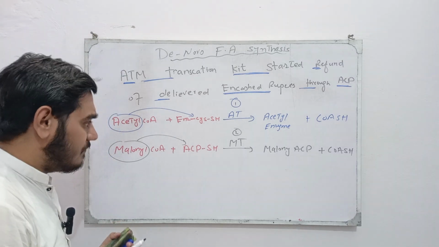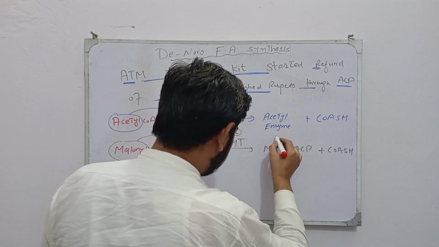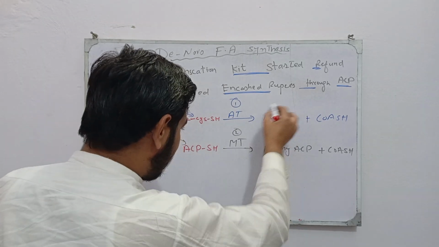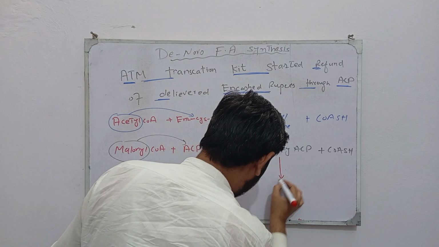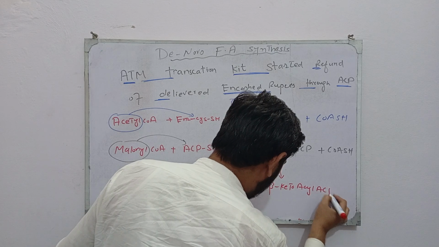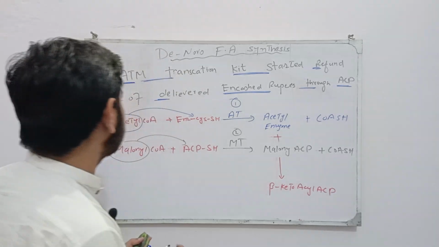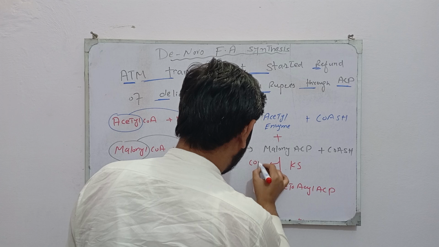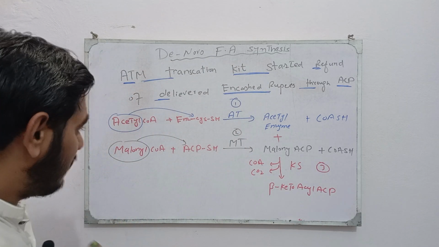In the third step, acetyl enzyme and malonyl ACP get condensed, and it leads to the formation of beta-ketoacyl ACP. The enzyme required is ketoacyl synthase. There is a release of CoA and carbon dioxide. This is the third step. I am repeating again.